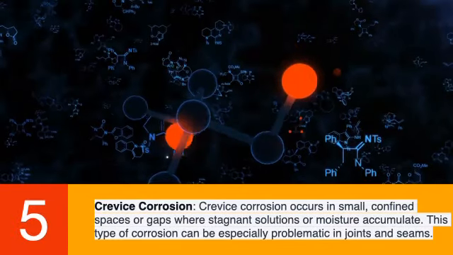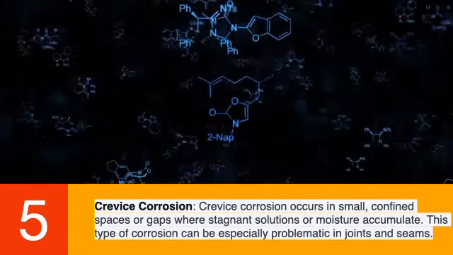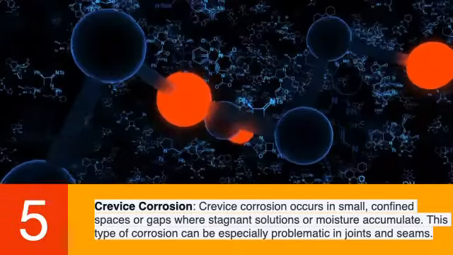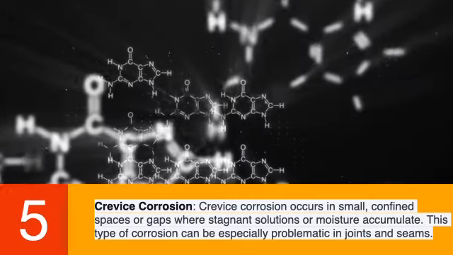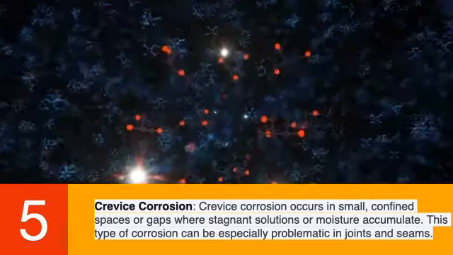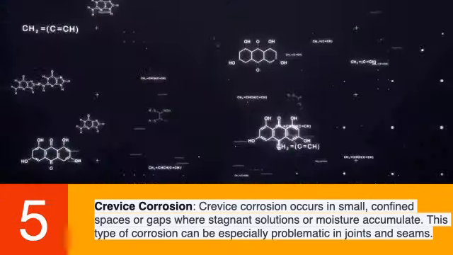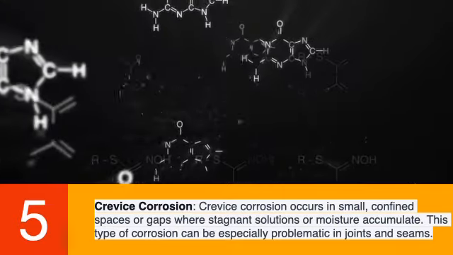Number 5. Crevice corrosion. Crevice corrosion occurs in small, confined spaces or gaps where stagnant solutions or moisture accumulate. This type of corrosion can be especially problematic in joints and seams.